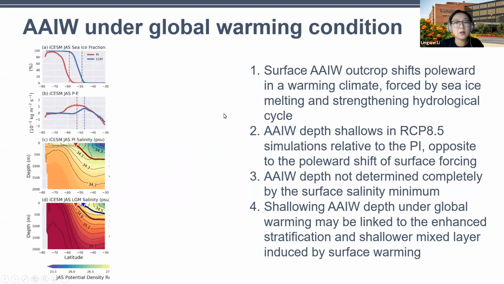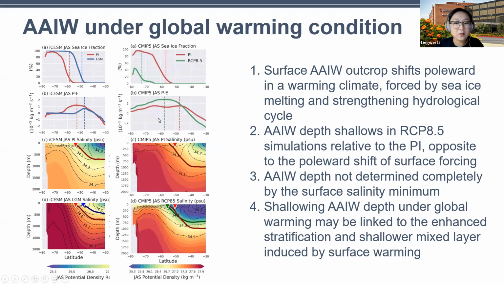We also explore the variability of AIW under global warming conditions. One may speculate that the response of AIW to global warming would be the opposite to the LGM, with the sea ice, precipitation maximum and sea surface salinity minimum all shifting southward, and AIW depths becoming deeper. But this turns out to be not true.